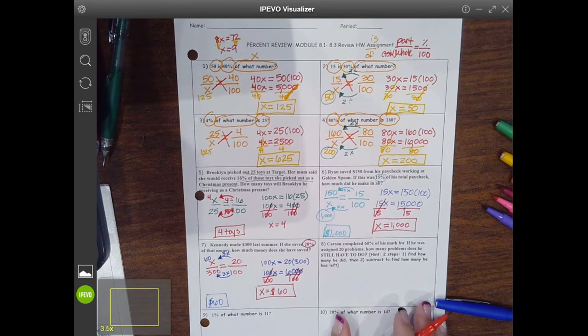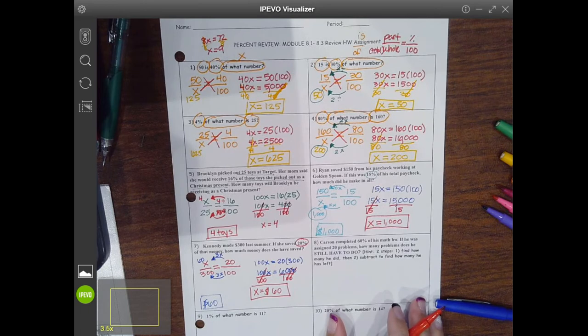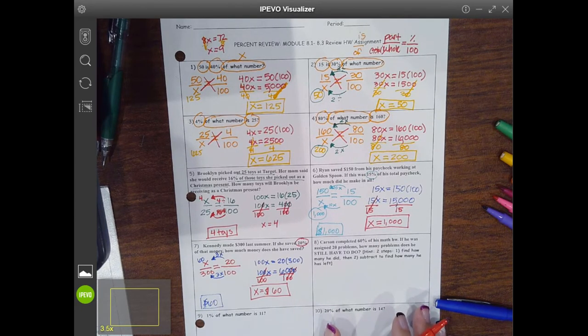Number 8 says Carson completed 60% of his math homework. Uh-oh, sounds like he's going to get a 0 because you have to attempt every problem. Just kidding. Okay, if he was assigned 20 problems, how many problems does he still have to do? Oh, there we go, because he still has to do all of them in order to get credit. Hint, 2 steps: find how many he did, then subtract to find how many he has left.